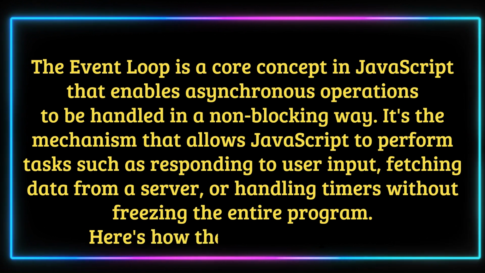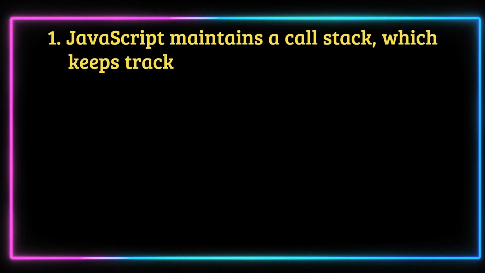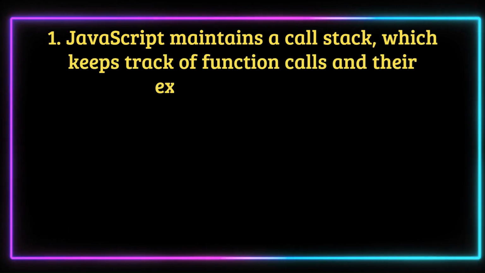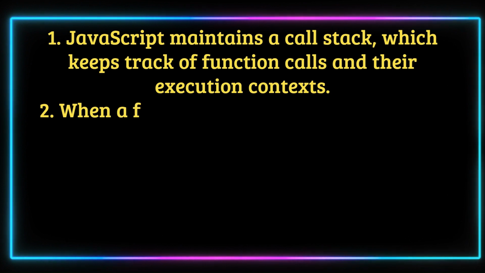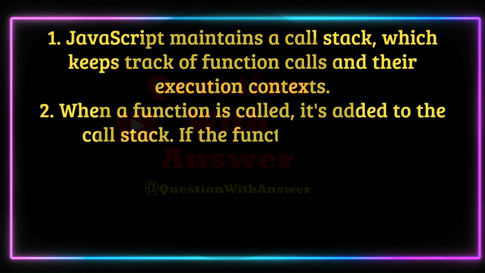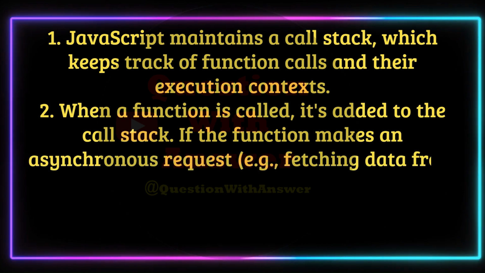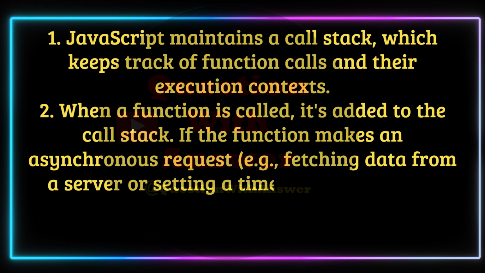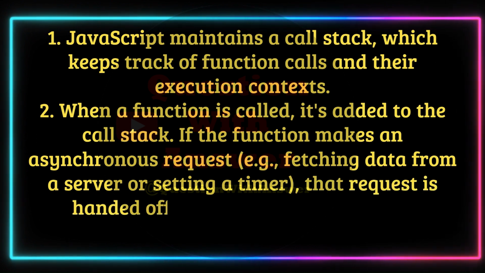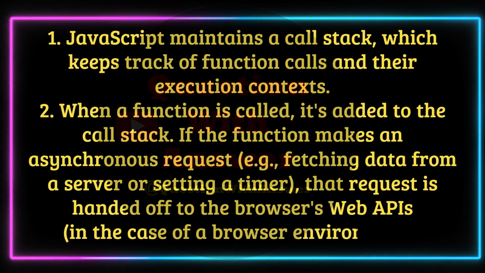Here's how the event loop works. 1. JavaScript maintains a call stack, which keeps track of function calls and their execution contexts. 2. When a function is called, it's added to the call stack. If the function makes an asynchronous request, for example, fetching data from a server or setting a timer, that request is handed off to the browser's web APIs, in the case of a browser environment.